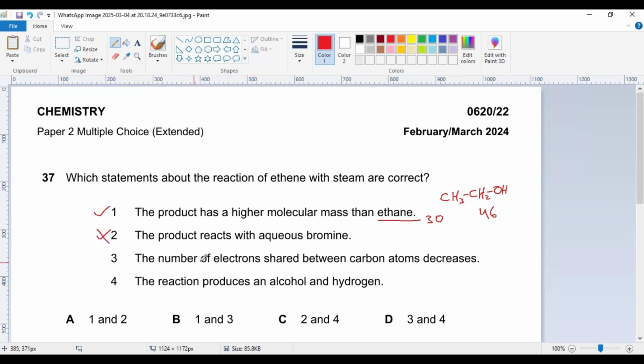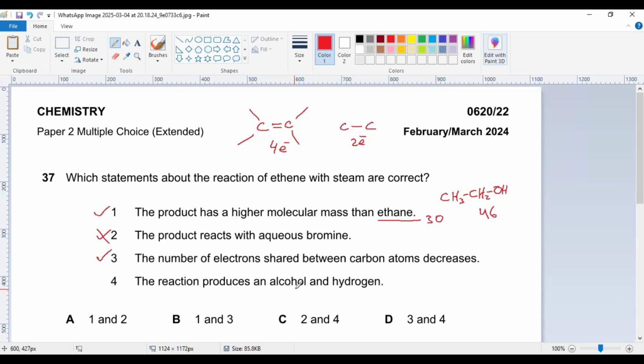It is wrong. The number of electrons shared between carbon atoms decreases. How? It is also correct, because when there is ethene, the number of electrons shared between the 2 carbon atoms is 4. 4 electrons are shared. But in the product, between the carbon atoms, the sharing is of 2 electrons. So the third option is also correct.